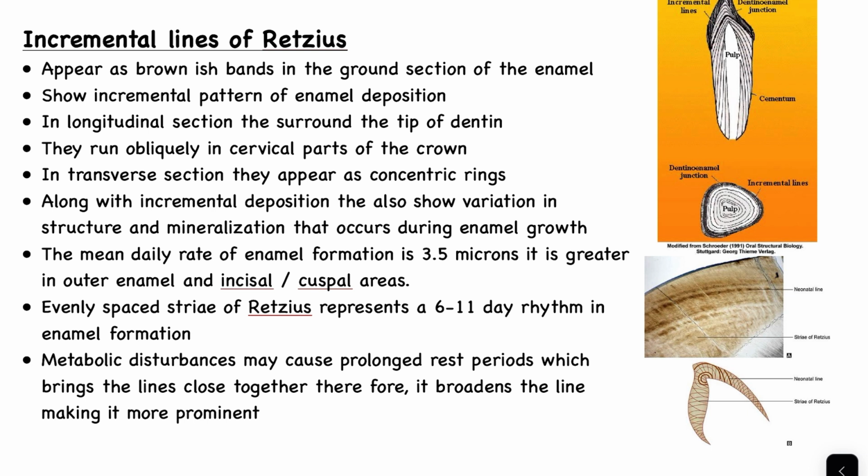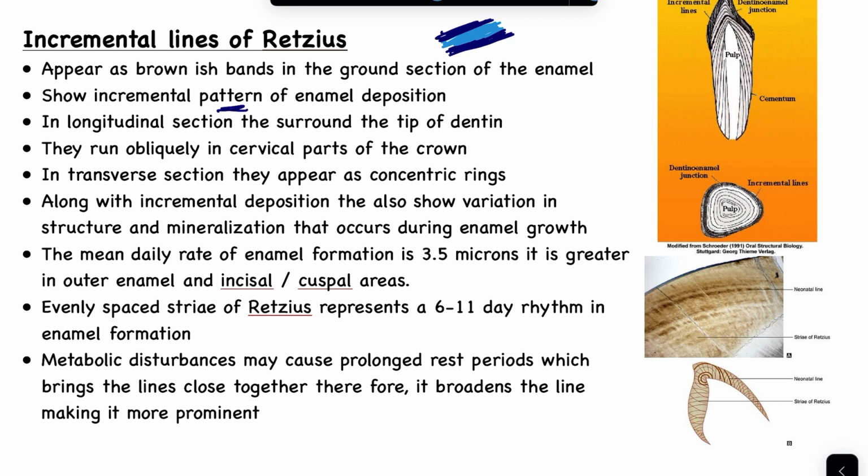Okay, so let's just say that this dark blue line represents a very active period of enamel deposition. And then I have this light blue line. Okay, so this will show a slightly inactive period. And then I have a very dark blue line. So this is called incremental pattern of enamel deposition.